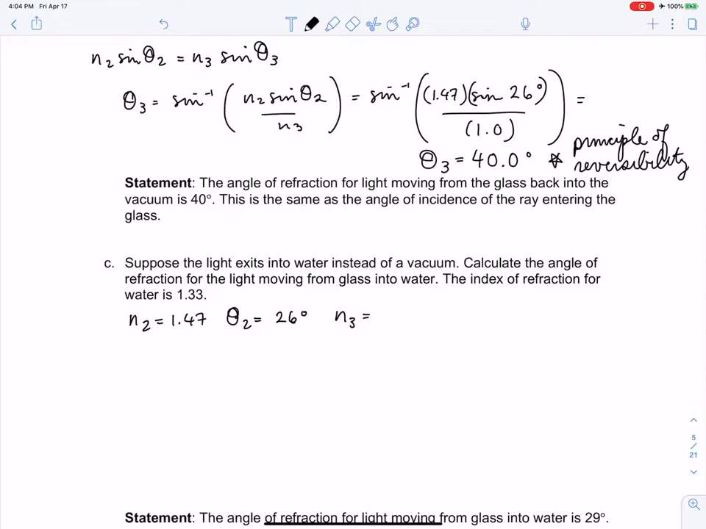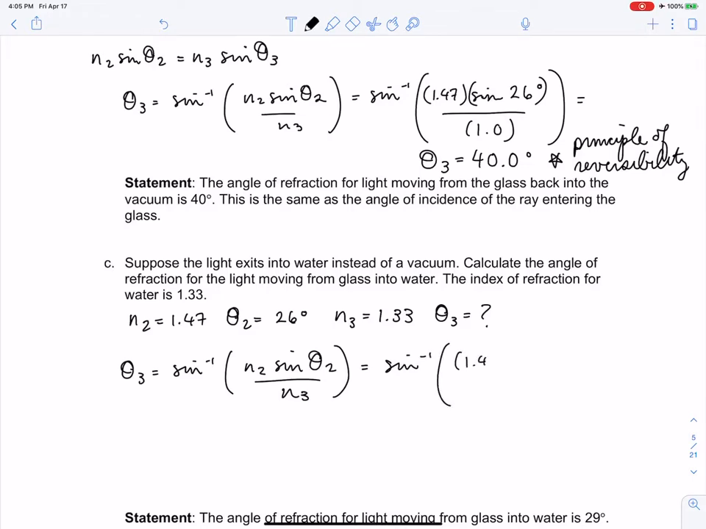We are now going to exchange the third medium from a vacuum into water, and the index of refraction for water is 1.33. And what we want to find is the angle of refraction when we switch from the vacuum to water. So rearranging for theta 3, we have inverse sine of n2 sine theta 2 over n3. We can sub and solve. That's 1.47 sine 26 degrees over the index of refraction for water, 1.33. Punch this into our calculator.